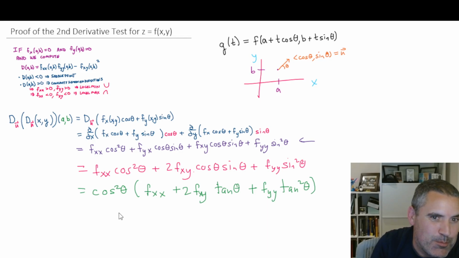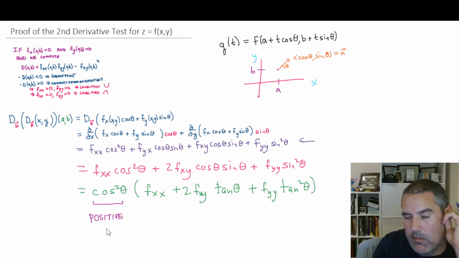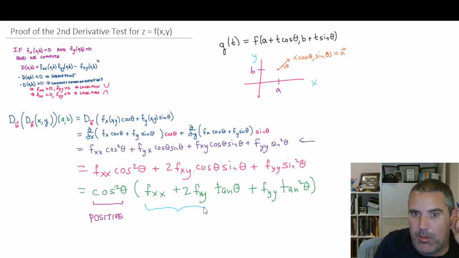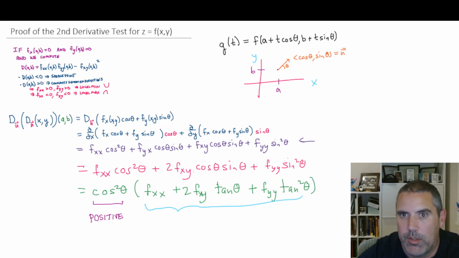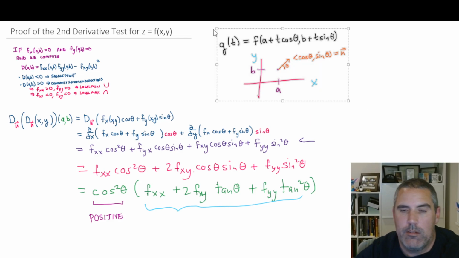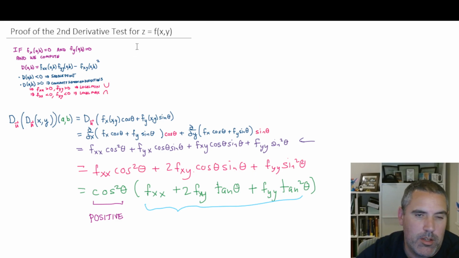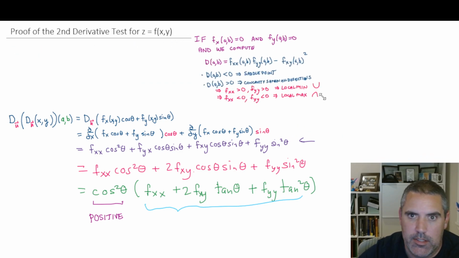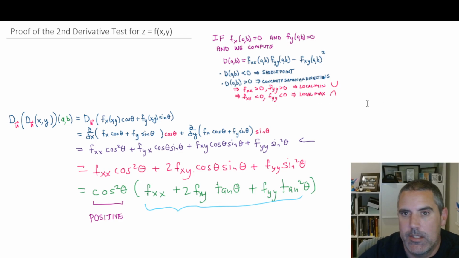So ultimately, here was my thought. Okay, this is positive. It's greater than or equal to 0. Only equal to 0 at certain angles. So now I just need to figure out, is this positive or negative, or can this change? That's what we're trying to figure out. If it can possibly change, we call it a saddle point. If it's always positive, we'll call it a local min. If it's always negative, we'll call it a local max. That's what we're trying to do.